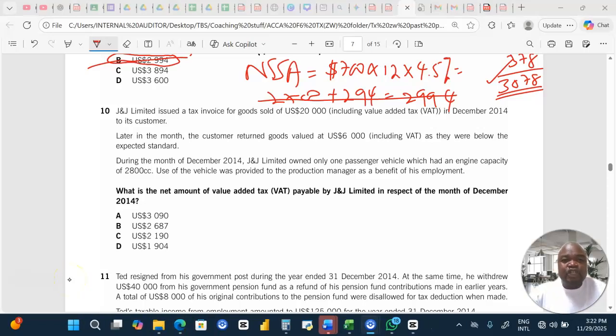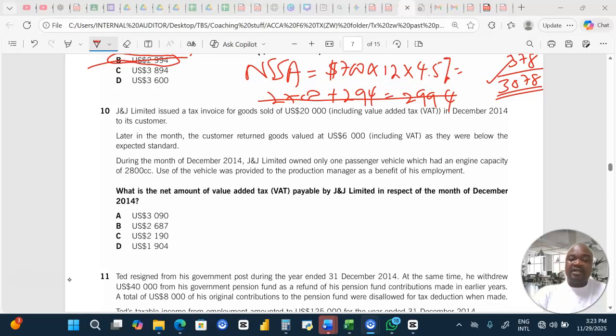So, J Limited issued a tax invoice for goods sold of $20,000, including value-added tax in December 2024 to its customer. Later in the month, the customer returned goods valued at $6,000, including VAT, as they were below the expected standard. So in this case, you would see that the VAT output has been reduced. Why? Because we now have sales returns. In this case, when you compute the output tax, you need to deduct the goods sold. All right?